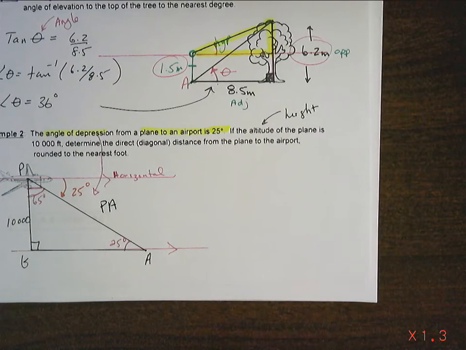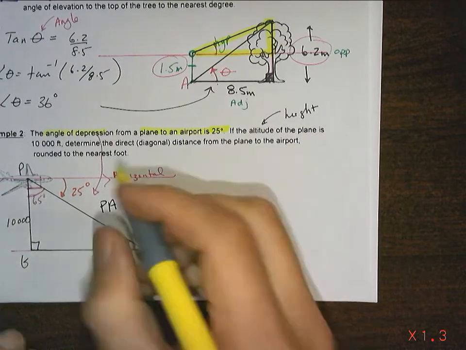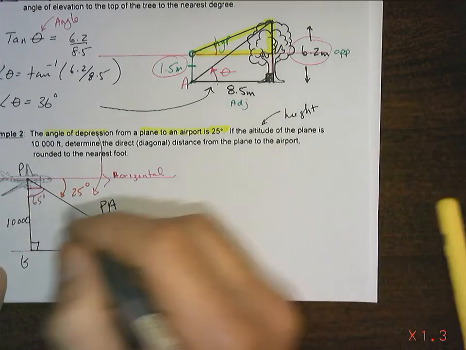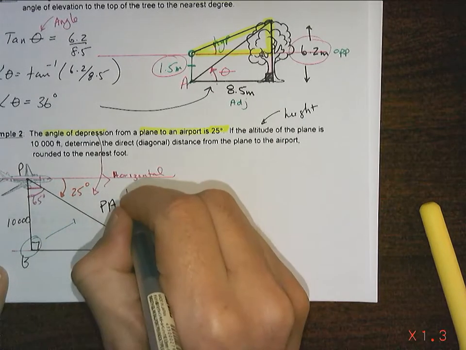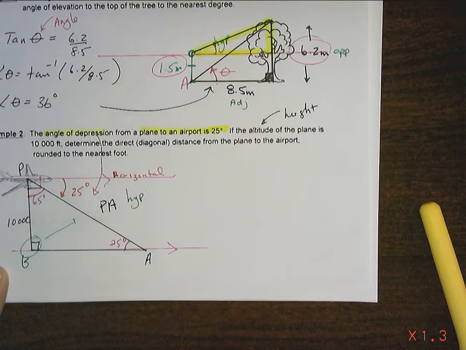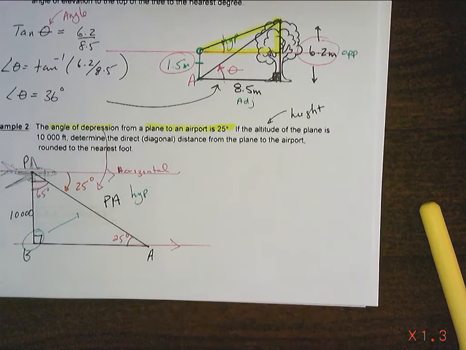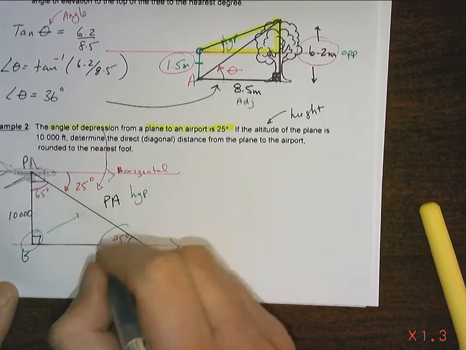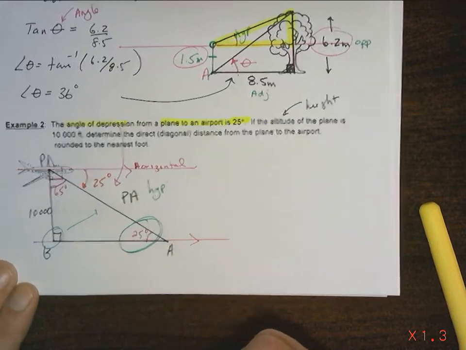So now, we got to do some work. We know our hypotenuse. And we're given two angles. Like I said, you now have options. Which angle do you want to work with? It's completely up to you. You can work with the 25, you can work with the 65, but you cannot work with the 90. Which one? Lucas? 25. So this 25 is the one we work with.